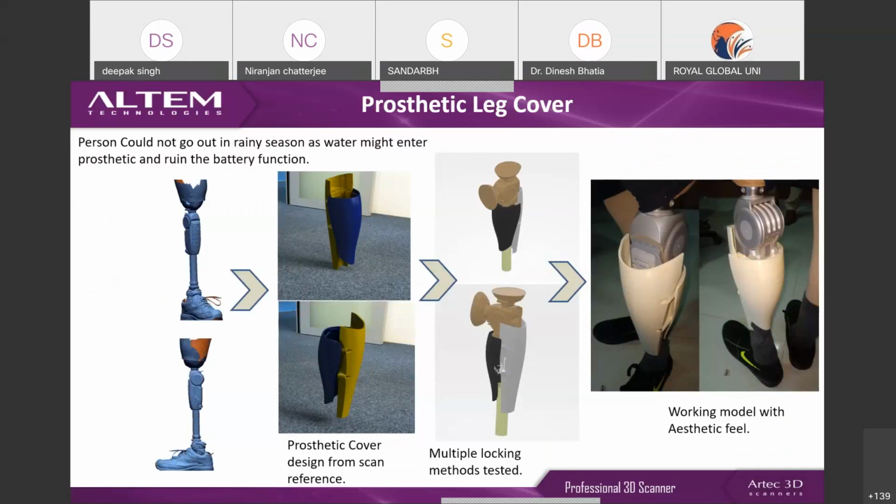Similarly, this was a case where we created a prosthetic leg cover because this customer was in Bangalore. If you have been to Bangalore ever, you know there's no proper rainy season there. All 12 months is rainy season in Bangalore. So the rain is very unpredictable, and this customer was very cautious about the battery life of the prosthetic. So we created a prosthetic cover, a fit cover, with the help of 3D scanning and 3D printing.